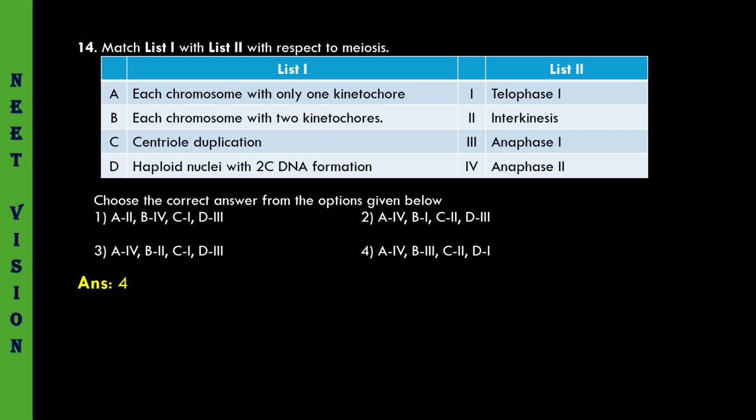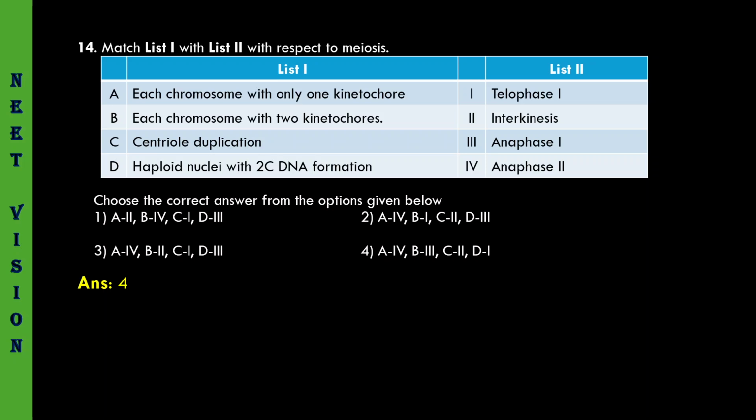Next, each chromosome with two kinetochores. Is that in anaphase 2? Right? No, each chromosome with two kinetochores is in anaphase 1. So A: each chromosome with only one kinetochore, anaphase 2, is 4, A4. B: each chromosome with two kinetochores is anaphase 1, that is 3. A4, B3.